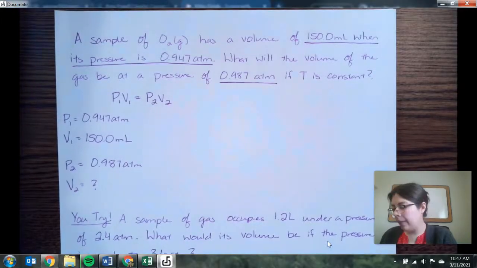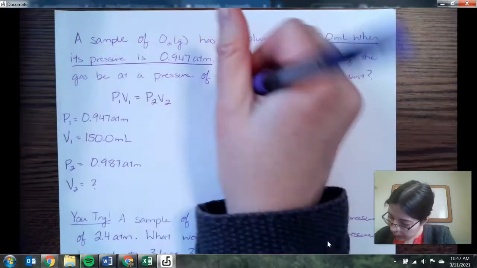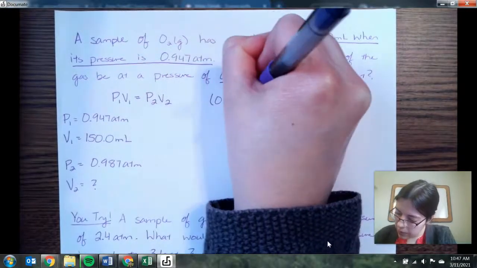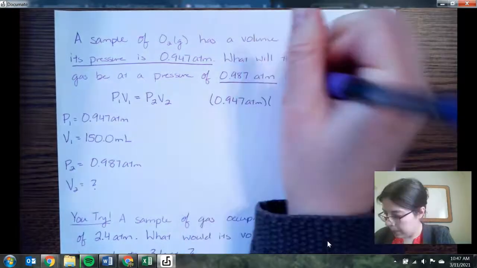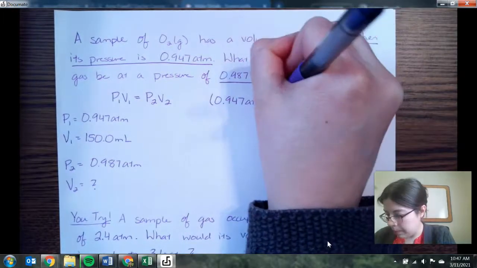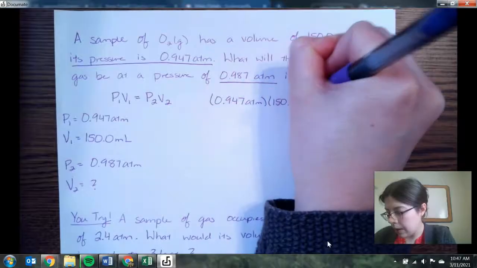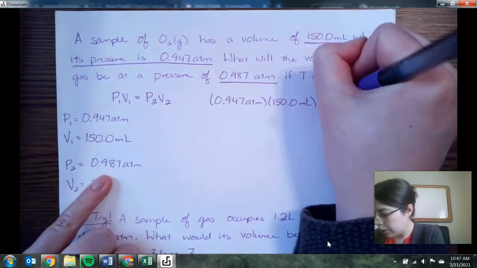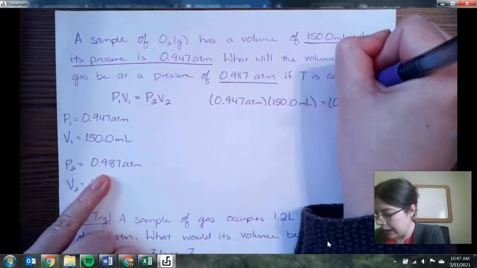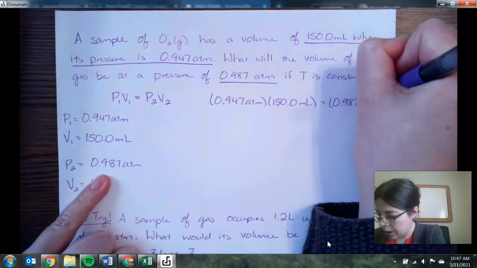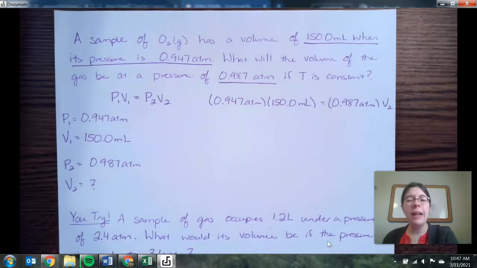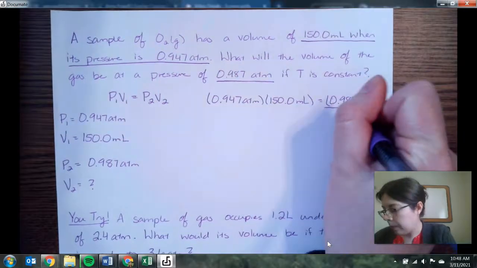So we can go ahead and plug in our values. So we get 0.947 atmospheres times the volume of 150.0 milliliters is equal to our second pressure, 0.987 atmospheres times V2. So to get the V2 by itself, we're going to go ahead and divide both sides by that higher pressure value.